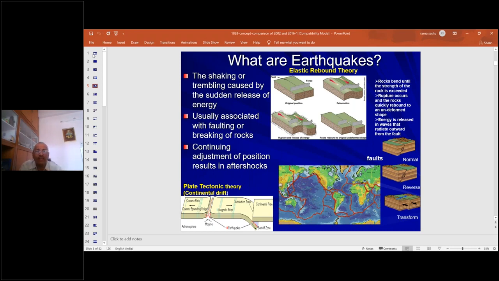The other theory is the plate tectonic theory, also called continental drift.